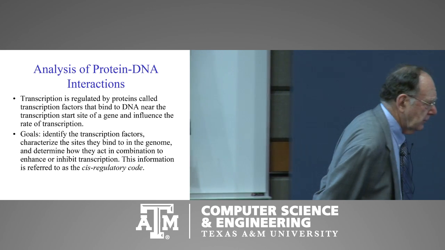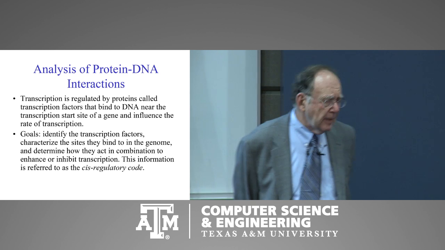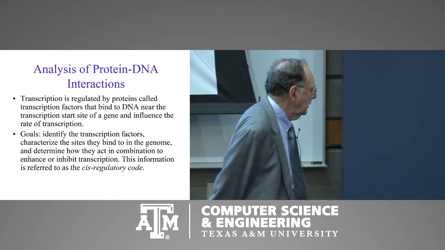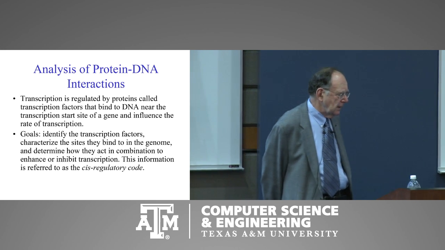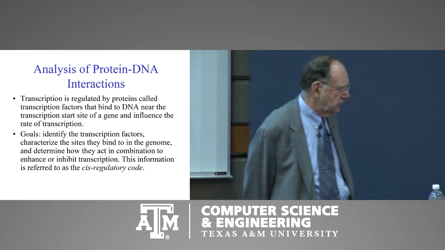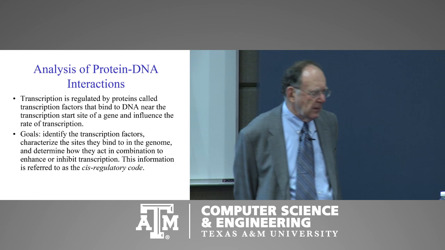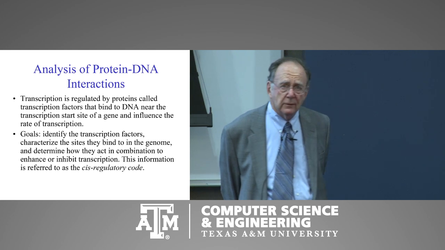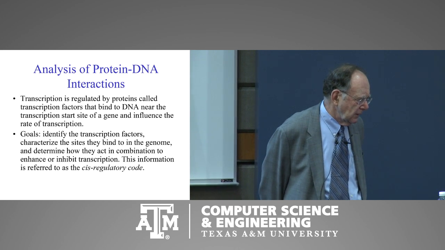So I want to talk a little bit about the process of transcription, the copying of genes into messenger RNA. And it's regulated by proteins called transcription factors that bind to DNA, bind to the genome near the start site of transcription and influence the rate of transcription. And the goal is to identify the transcription factors, figure out where they bind to the genome, and determine how they act in combination to enhance or inhibit transcription. This is called the cis regulatory code.